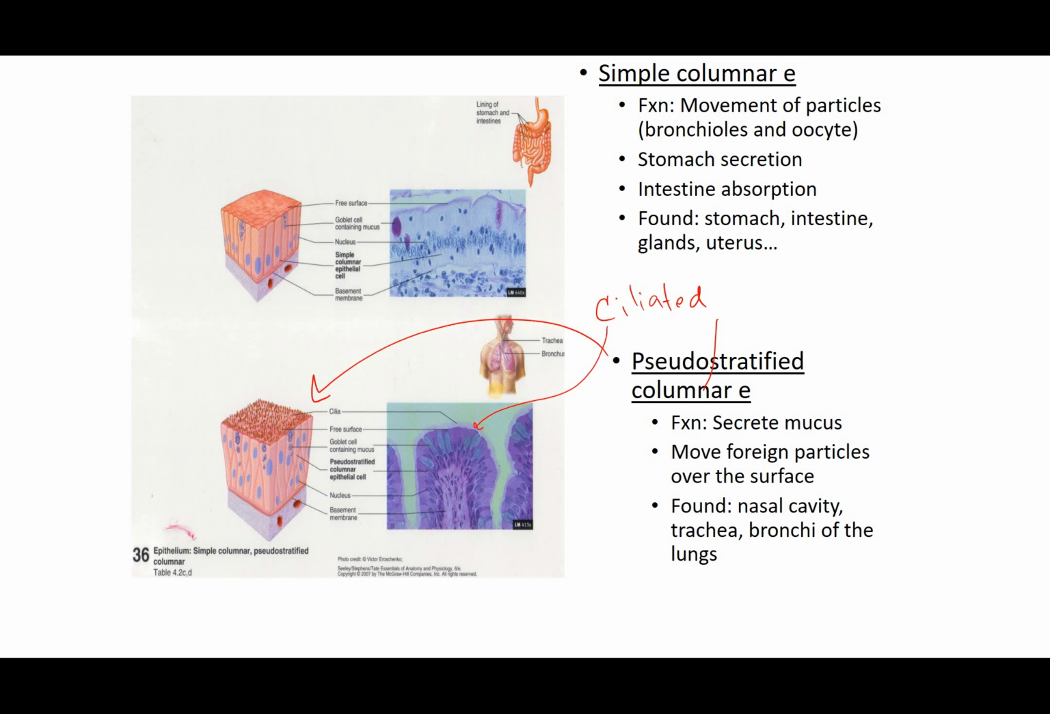Now, if you have not seen the cell physiology video that I posted back when we did cell phys stuff, I highly recommend you go back and look at that, because it has a wonderful 3D animation of what cilia looks like, what it does, how it functions. So if you haven't checked that out, please go back and look at that. Function, it secretes mucus, helps move foreign particles, which is part of our defense system. Found in nasal cavity, trachea, the bronchi of the lungs, and also found in fallopian tubes.